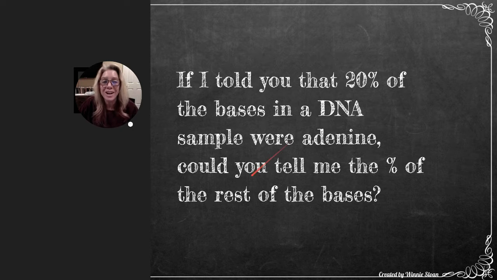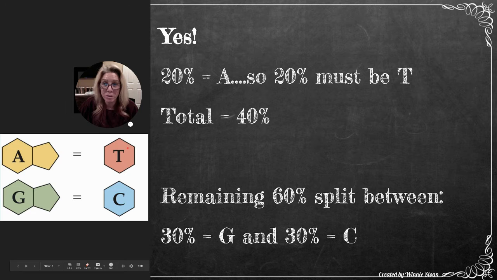Okay, you ready? So what does adenine bind with? Adenine binds with thymine. So if adenine is 20%, then thymine must be 20%, right? So that's a total of 40%. So what's left in the DNA? 60% is left over, and that 60% would need to be split between guanine and cytosine. So you just need to know the percentage of one type of nucleotide, and you could tell me all of the rest.